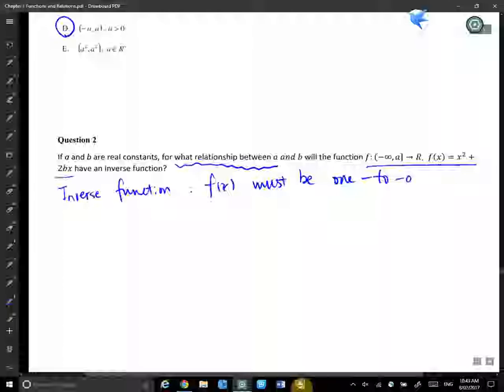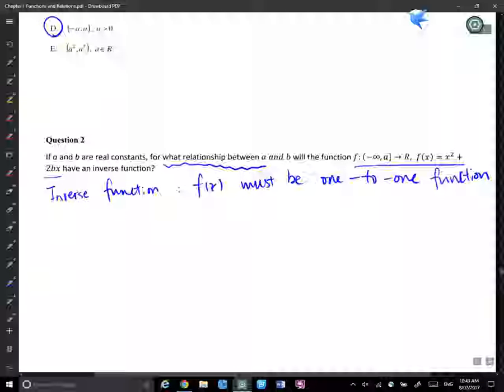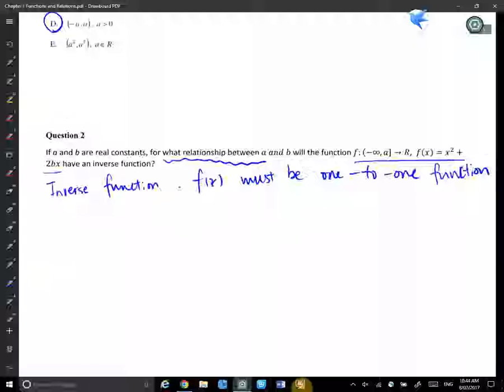I think I forgot to mention that last lesson. So f(x) must be a one-to-one function. In order to find an inverse, this function first needs to be one-to-one. Think of a many-to-one function: if we find the inverse, that would become a one-to-many function, which is not a function anymore. It becomes a relation, so we cannot say that's an inverse function. It's an inverse relation. So for both to become functions, we need a one-to-one function at the beginning.